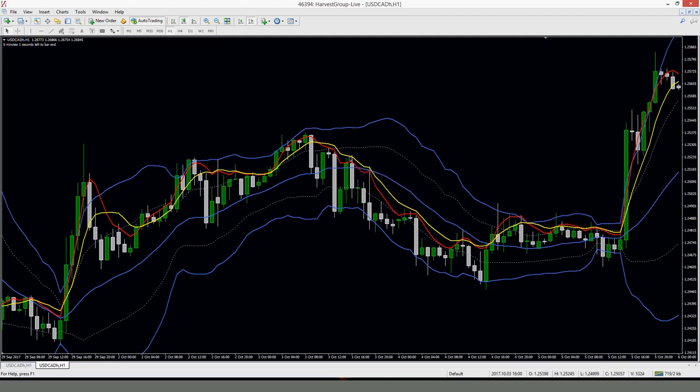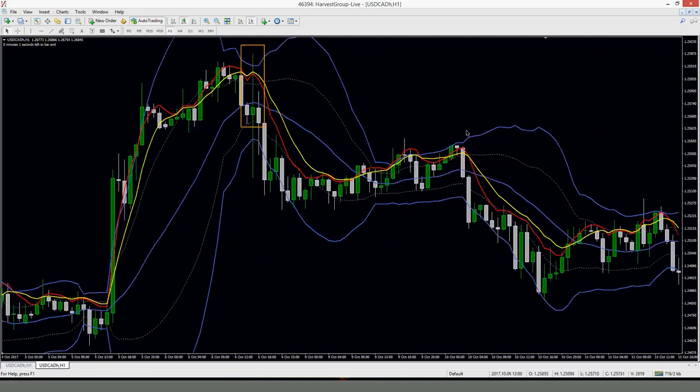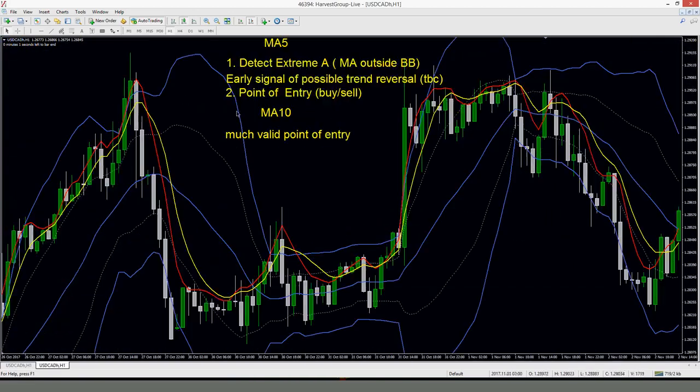The candle rejected MA5 and MA10, and here the candle rejected 4 lines as well: middle BB, MA5, MA10, and division 1. So it tells you that this is a very valid point of entry sell. Okay, so I think that's MA5 and, sorry, MA5 and MA10.